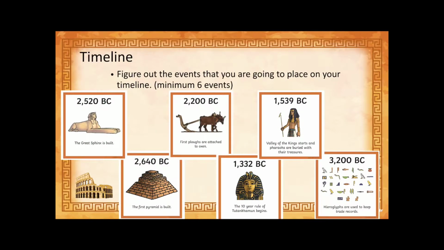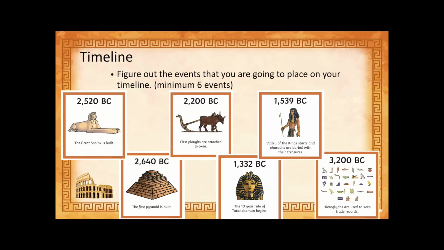Figure out the events that you're going to place in your timeline. These are the events I'm going to use. The Great Sphinx is built. The first pyramid is built. First plows are attached to an ox. The 10-year rule of Tutankhamun begins. Valley of the Kings starts with the pharaohs. And the hieroglyphics are used to keep trade records. These are my 6 things. If you need help figuring out which events you should do, shoot me an email.